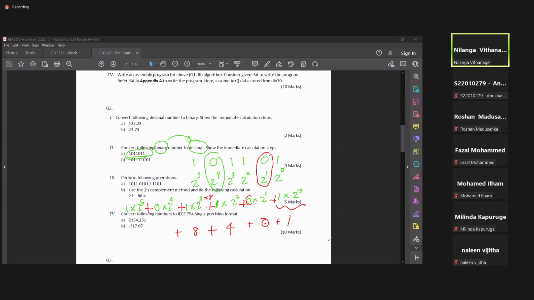Do you have any question? Okay, so this is 0. 2 to the power 4 means 16. Even though it is 16, it is multiplied by 0, so it is 0. Then 2 to the power 5 means 32, and 32 multiplied by 1 means 32. So you have to add all these things. 72, 79, right?